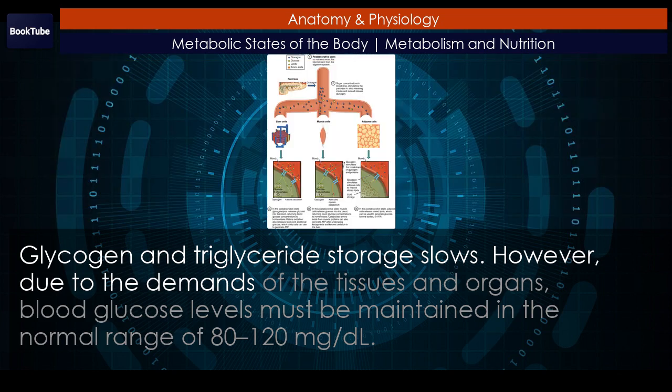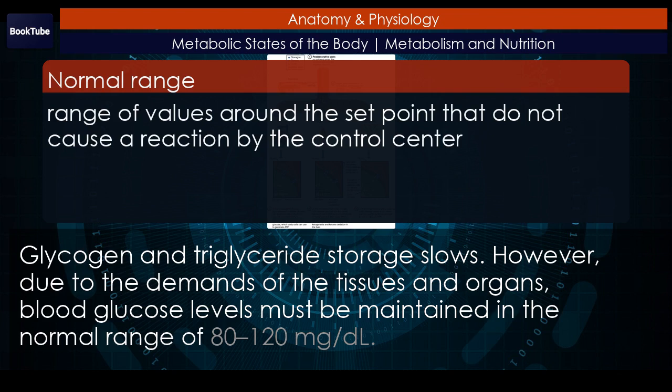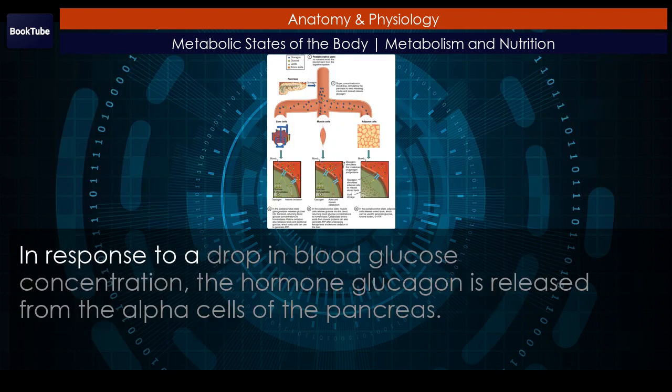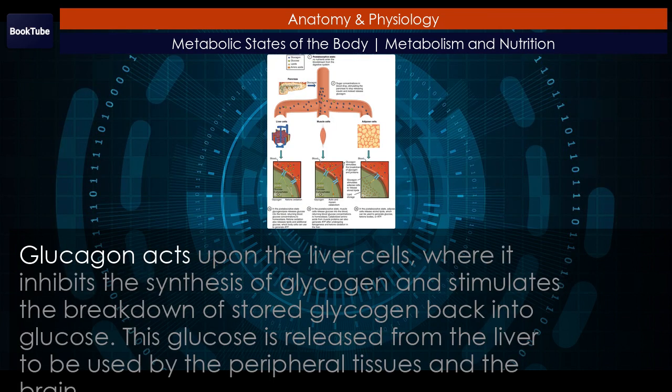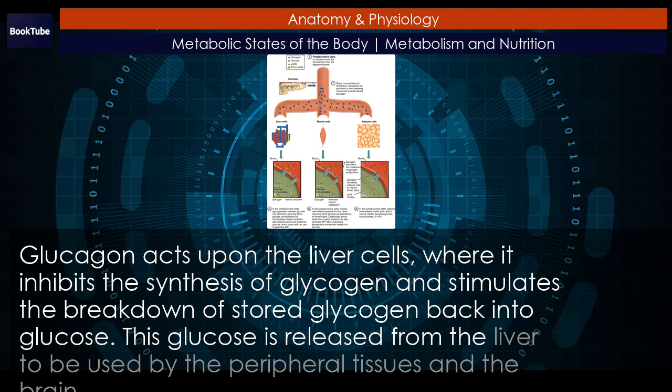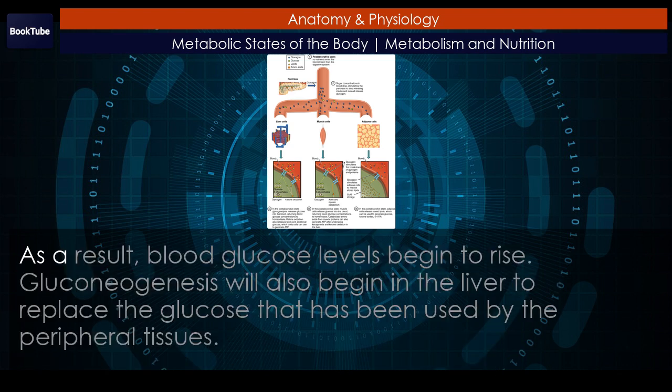However, due to the demands of the tissues and organs, blood glucose levels must be maintained in the normal range of 80 to 120 mg per deciliter. In response to a drop in blood glucose concentration, the hormone glucagon is released from the alpha cells of the pancreas. Glucagon acts upon the liver cells, where it inhibits the synthesis of glycogen and stimulates the breakdown of stored glycogen back into glucose. This glucose is released from the liver to be used by the peripheral tissues and the brain. As a result, blood glucose levels begin to rise.